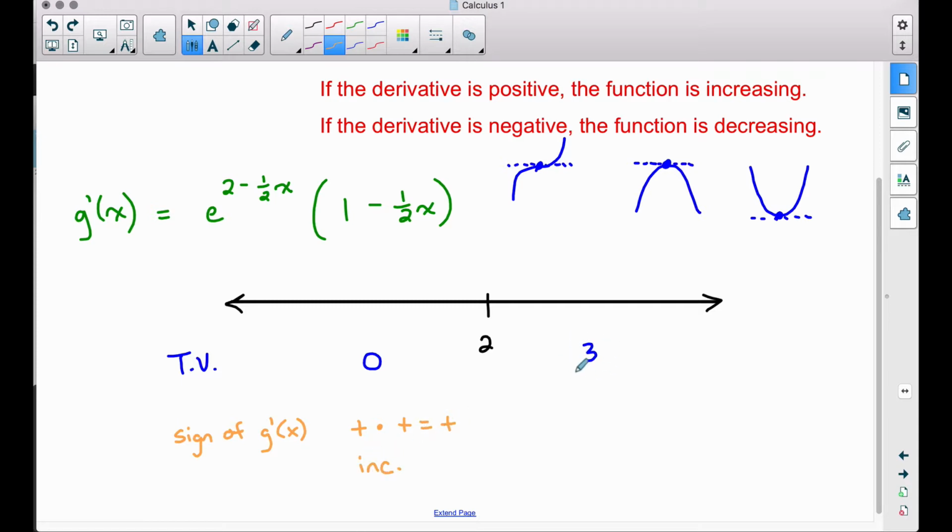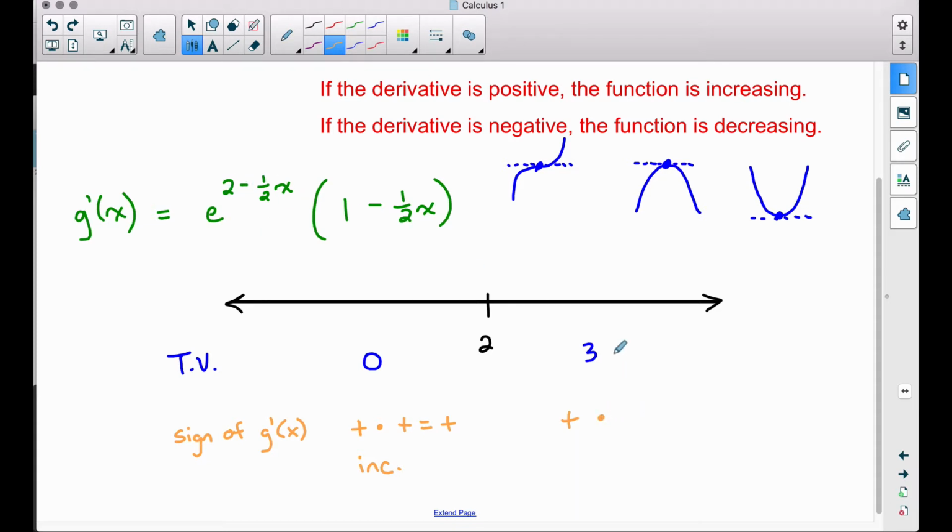Now let's repeat this process for 3. If we take 3 and plug it into here, 2 minus half of 3. Well, we're going to get e to the, it doesn't really matter, e to any power is always going to give you a positive number. If you take e and raise it to any real number power, you will always get a positive number. If you don't believe me, grab your calculator and take e and raise it to a negative number, take e and raise it to a positive number. You always end up with a positive number right here.